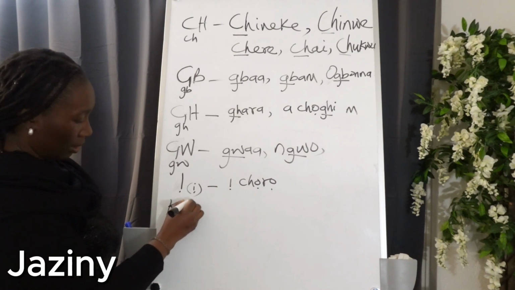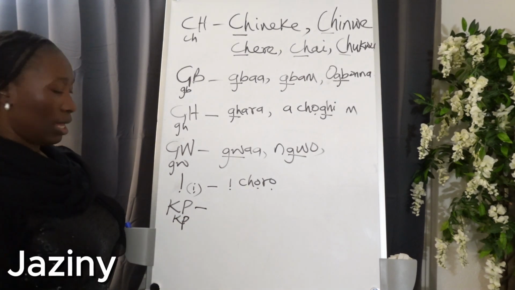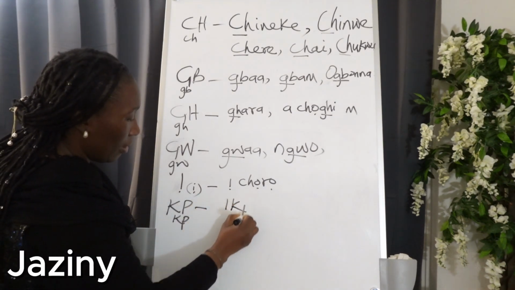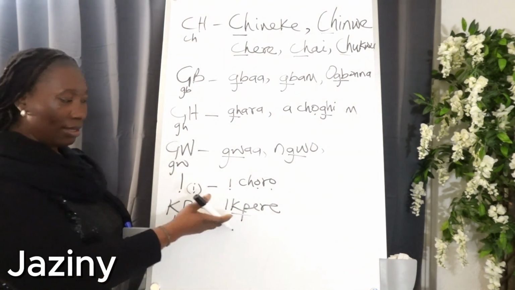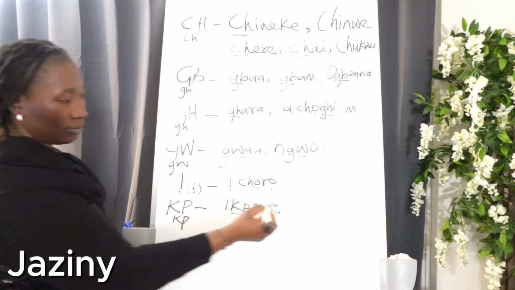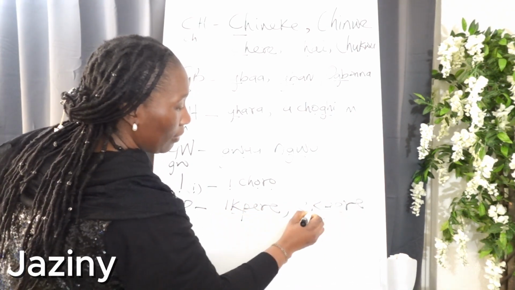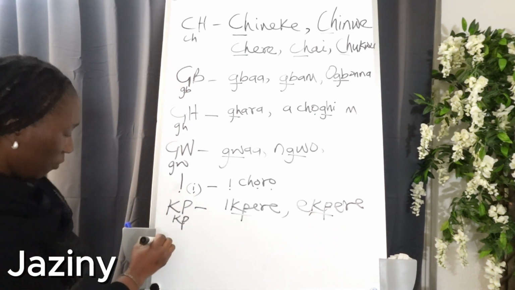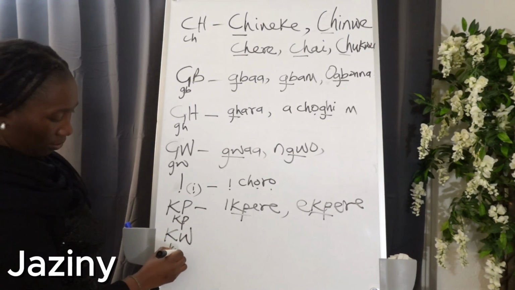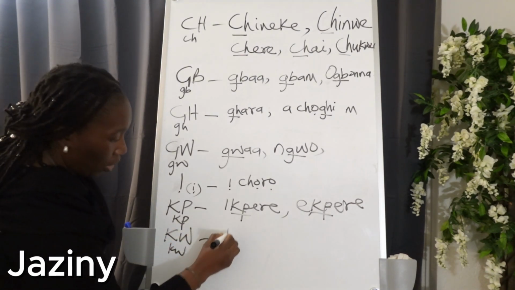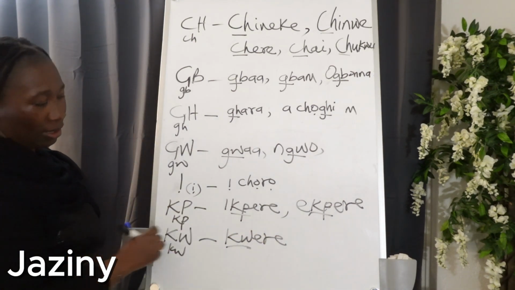Then KP, which is pe. Ipere, meaning knee. See this ipere means knee. Look at the pe sound. Epere means prayer. Look at the pe sound. I move to the next one. The kwe. Kwere, believe. You see, this is the kwe sound. Kwere, which means believe.